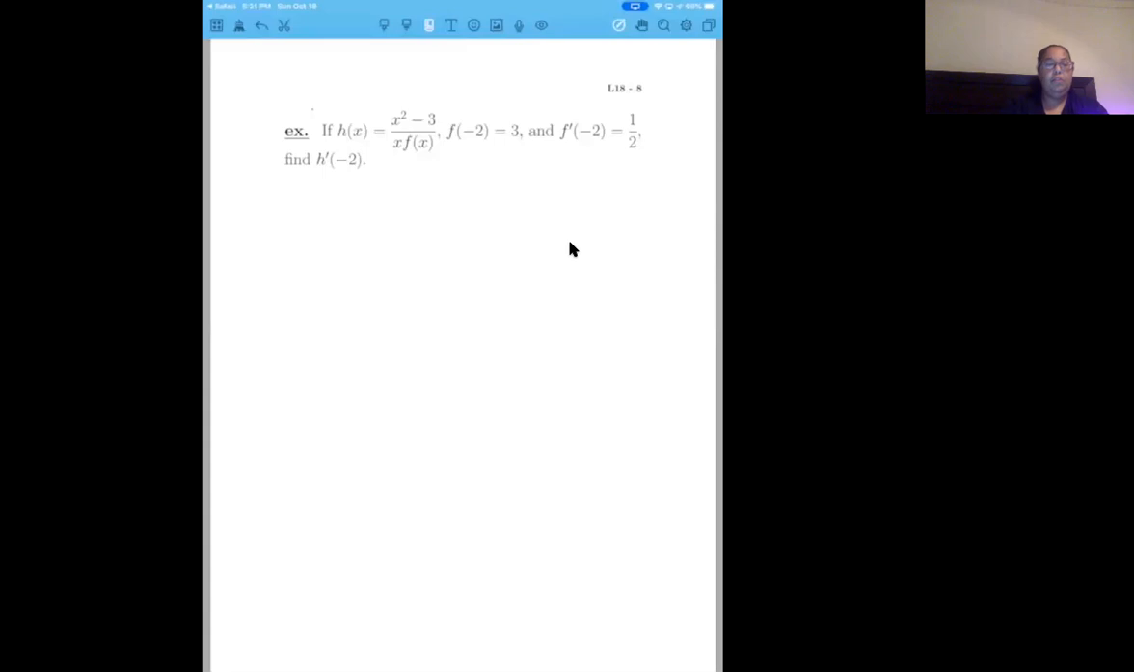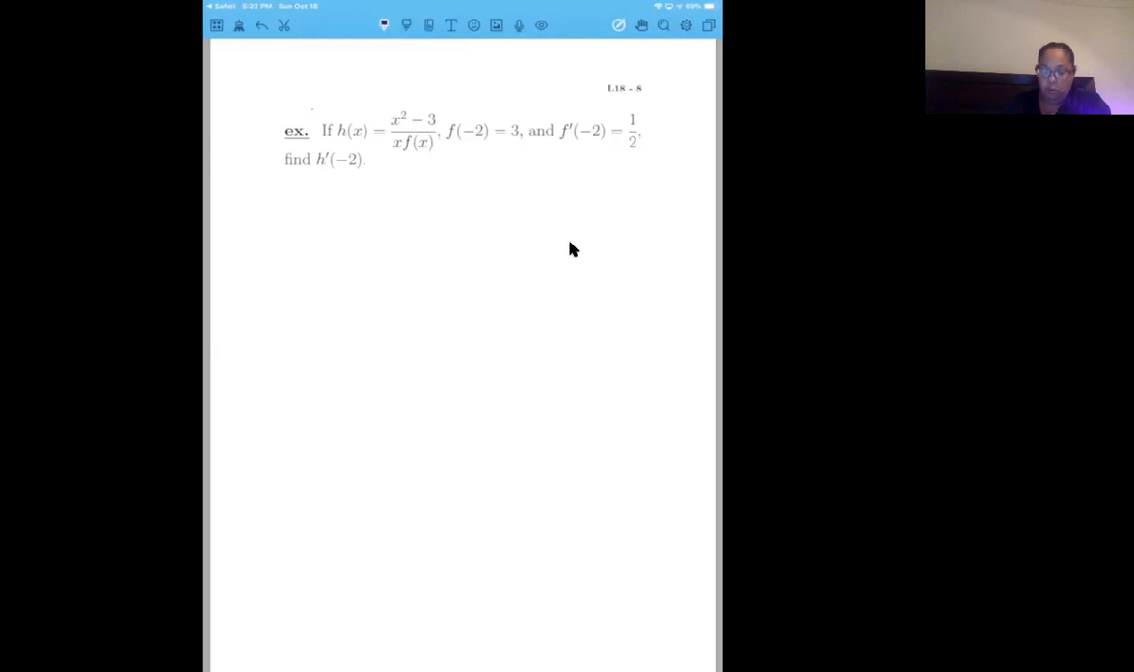So this example says if h of x equals (x squared minus 3) over (x times f of x), and f of negative 2 equals 3, and f prime of negative 2 equals 1/2, then find h prime of x. So let me just real quickly remind you the product rule.